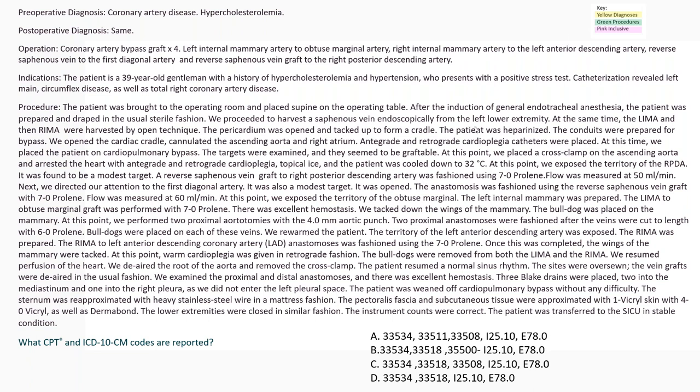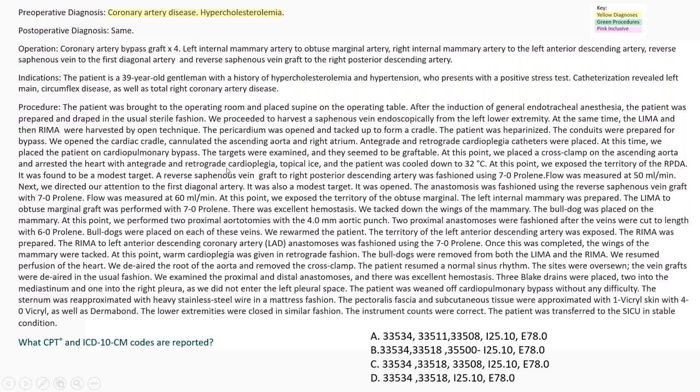So this is all about the CABG procedure, and how many of you love coding CABG scenarios? This was definitely one of my favorites in cardiovascular. When I started, it felt a little bit difficult, but once I got the trick, this was one of the easiest in the cardiovascular system. So let's solve the scenario.